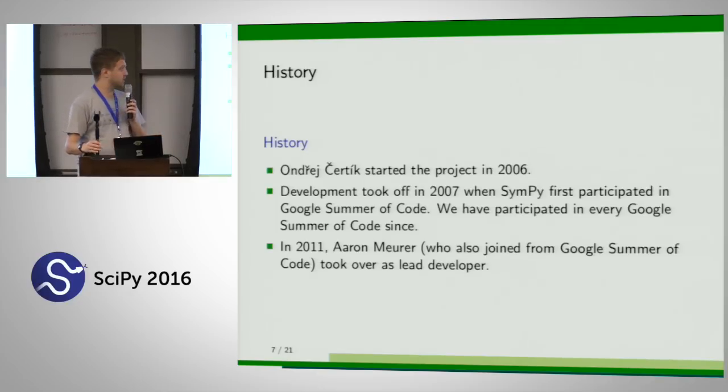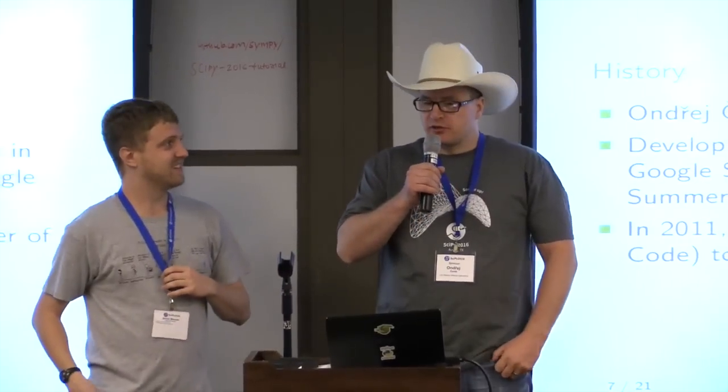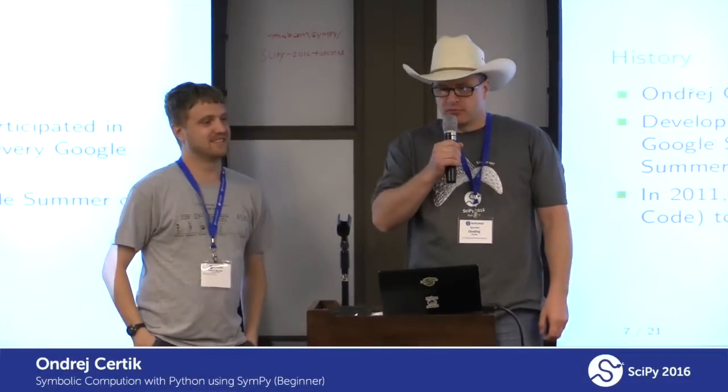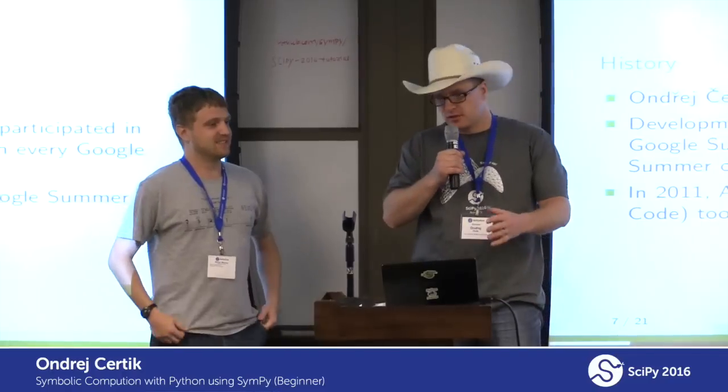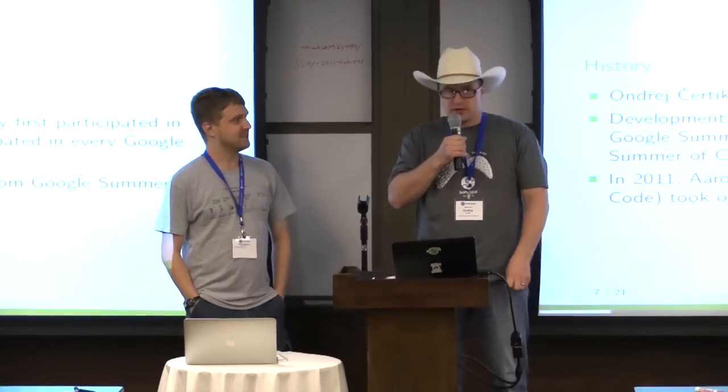So the history of the project: in 2006, Ondrej started it. I believe he was a PhD student in physics. I don't know if you want to say anything more about that. Yeah, so my name is Ondrej. I was actually an undergrad when I started SymPy. I just wanted to have a library in Python that can do what Mathematica does. And I started small, and fortunately, later on, I was joined by many people.